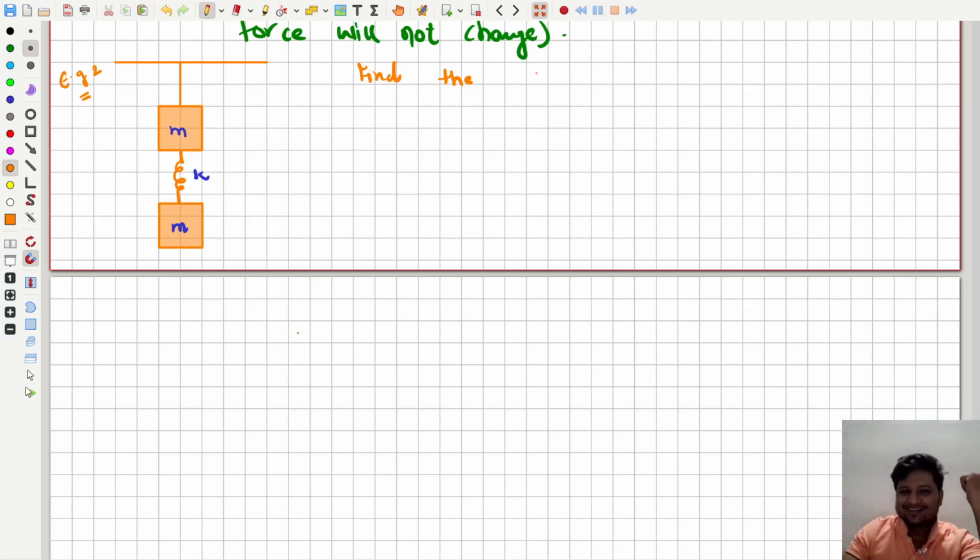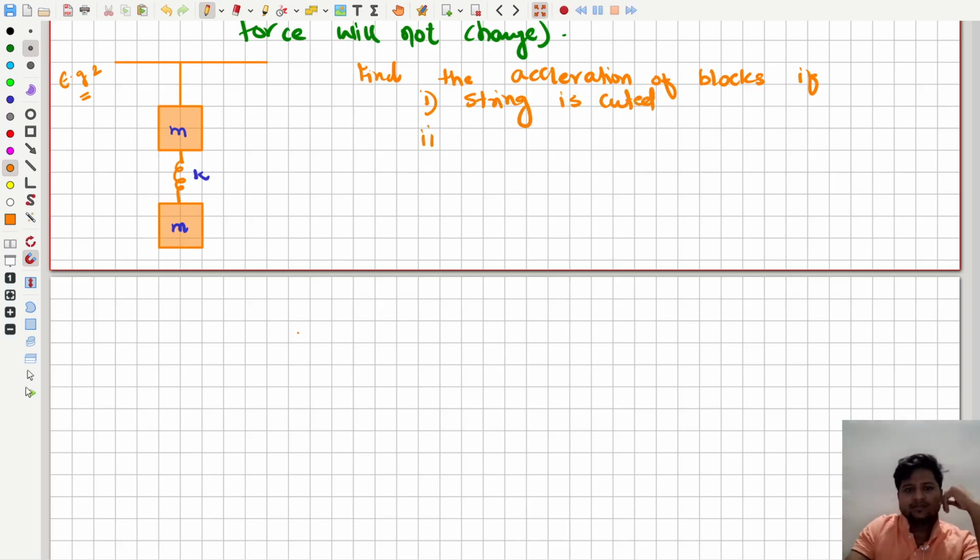Find the acceleration of blocks. Okay, and find the acceleration of block if in first case string is cut and in second case spring is cut. Be fast.